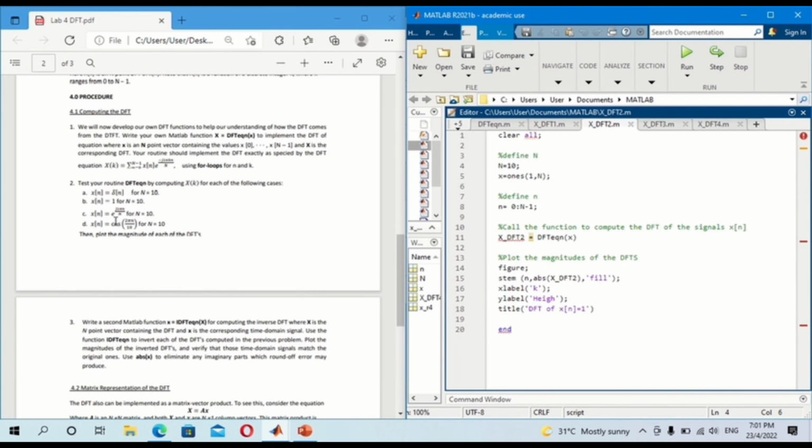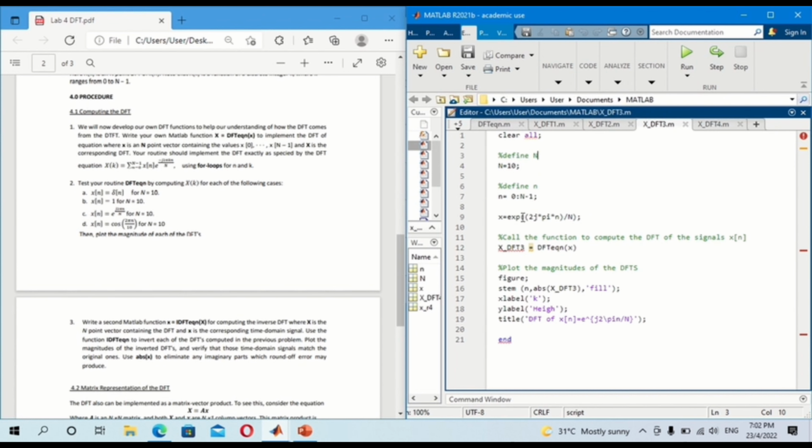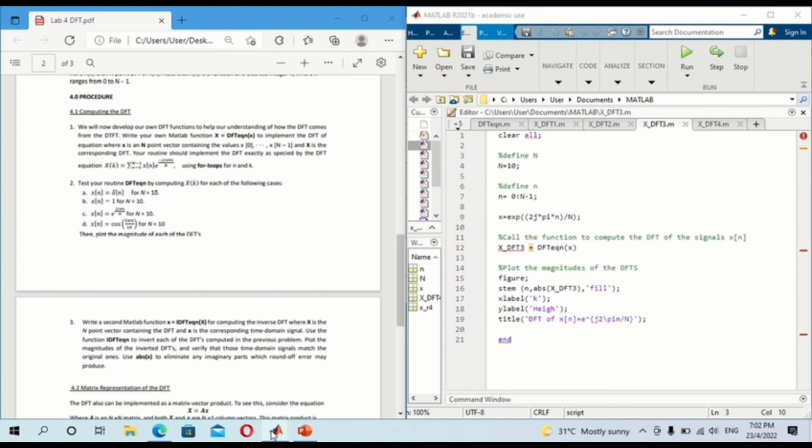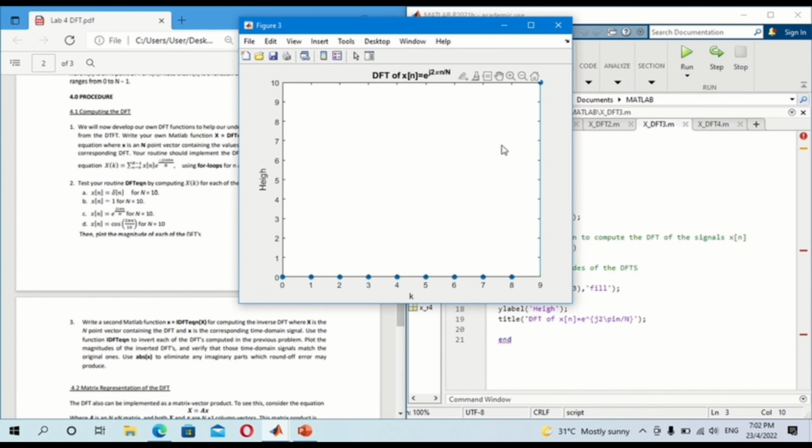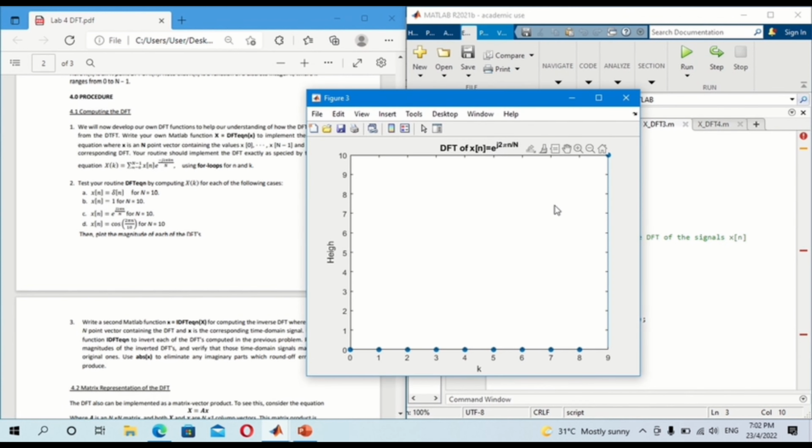Case C, where s[n] equals exponent j2 pi n divided by N for N equal to 10. In our MATLAB, we change the s[n] value while using the same code. We can also plot the graph, and after we plot it, we will get this graph.